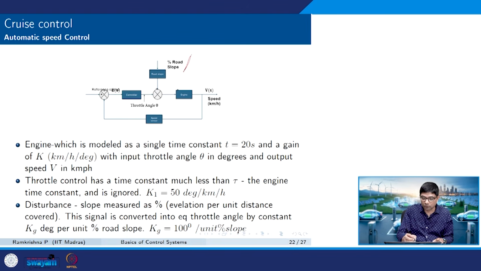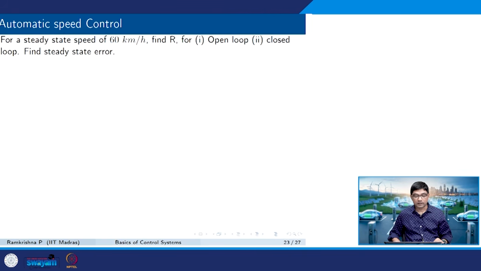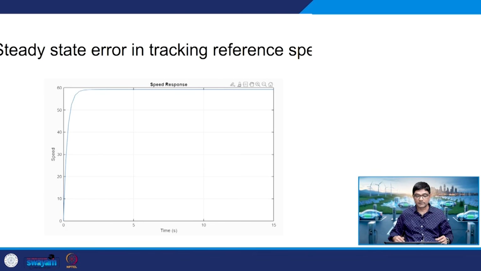And with the controller, which was just a gain, so to speak, this was not possible. We could see that the vehicle stalled and the vehicle was going at arbitrarily large speed, right. So, we calculated some questions. What was the steady state speed for open loop and closed loop, and find the steady state error.